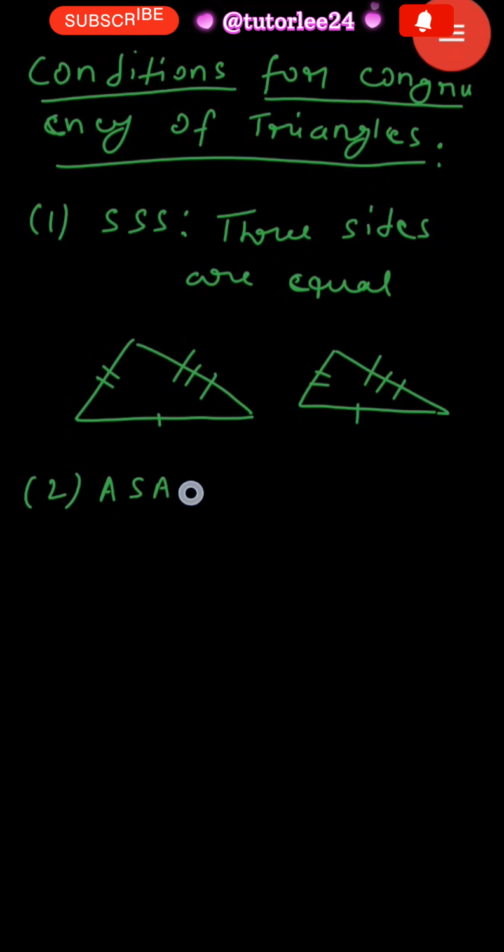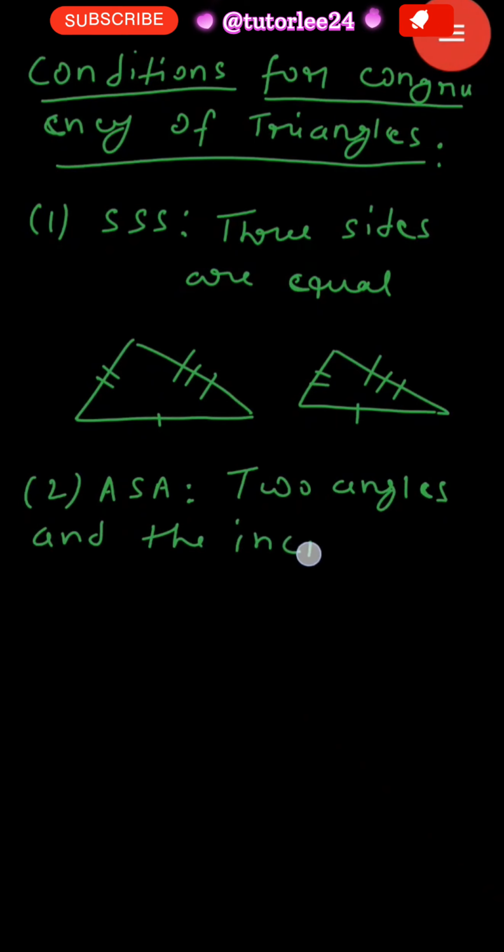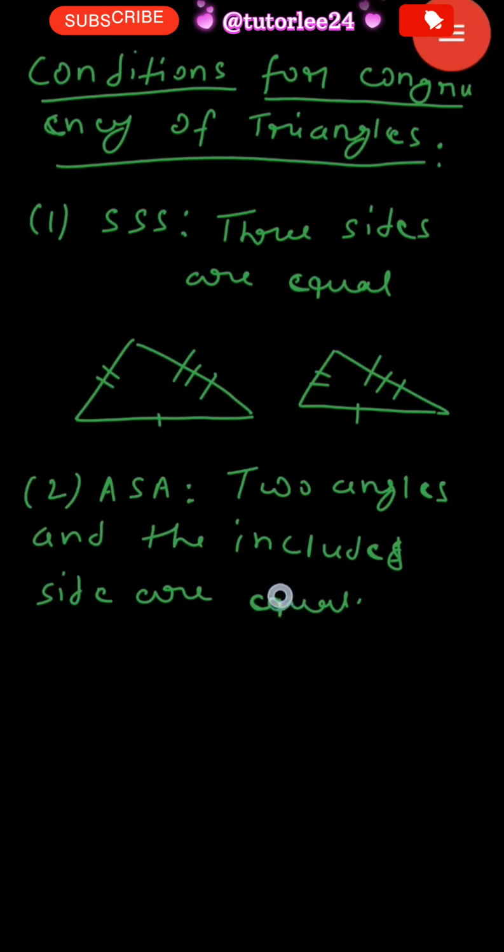Second is the ASA condition. According to the ASA condition, 2 angles and the included side are equal. Here it is written: included side are equal. 2 angles must be equal to the corresponding angles, and the side which lies between these 2 angles must be equal to that in the other triangle.